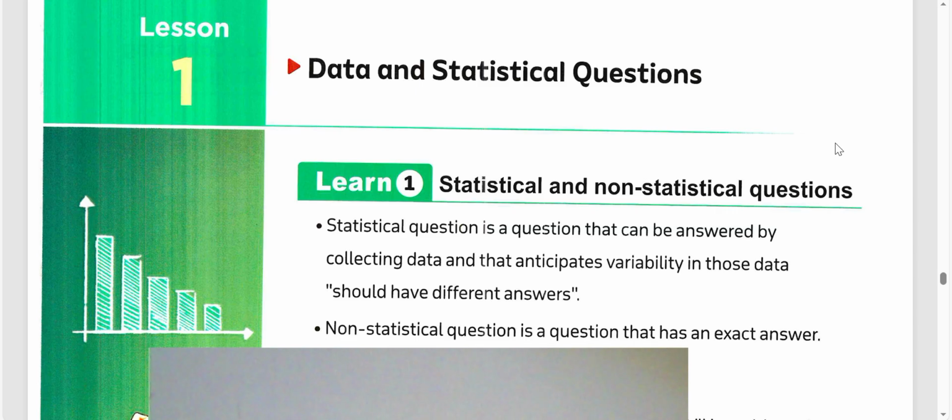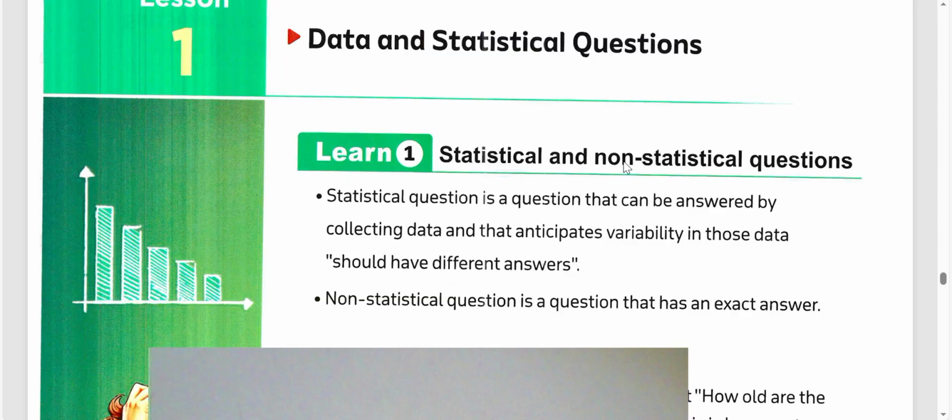Today we'll explain lesson number 1, data and statistical questions. First, we will learn the difference between statistical and non-statistical questions. A statistical question, you can ask it of groups in the class, for example about favorite fruits or anything. A non-statistical question, you can ask it of one person only.